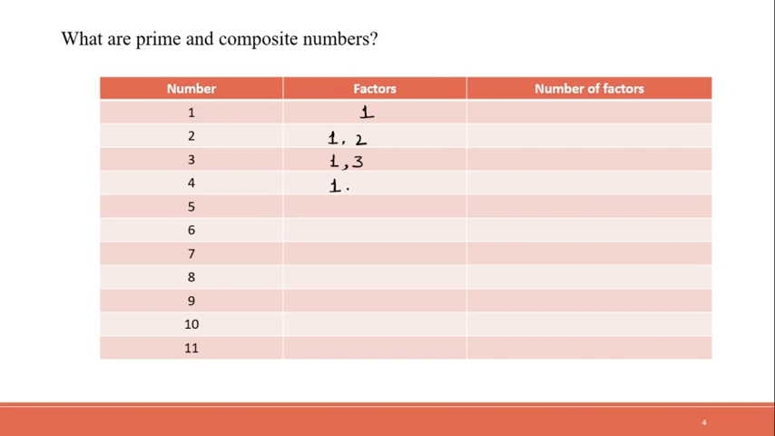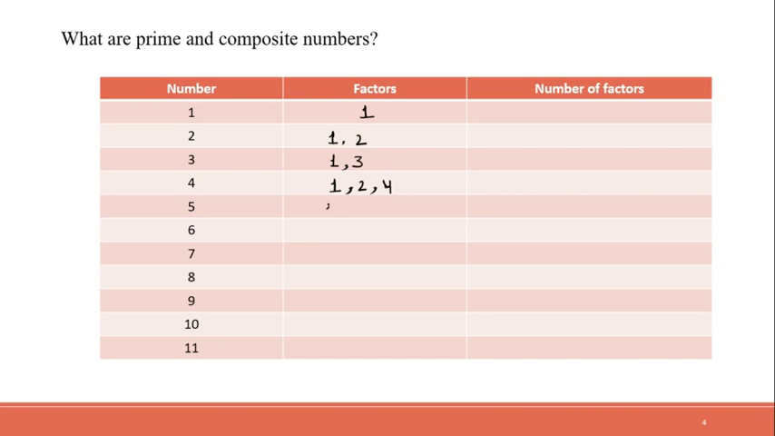Then come to 4: 1, 2. What about 3? Will 3 be a factor of 4? No, because it will leave a remainder 1. What about 2? 2 into 2 is 4. That means it will not leave any remainder. Then after 3 will come 4. 4 will divide 4 exactly because it is the number itself.